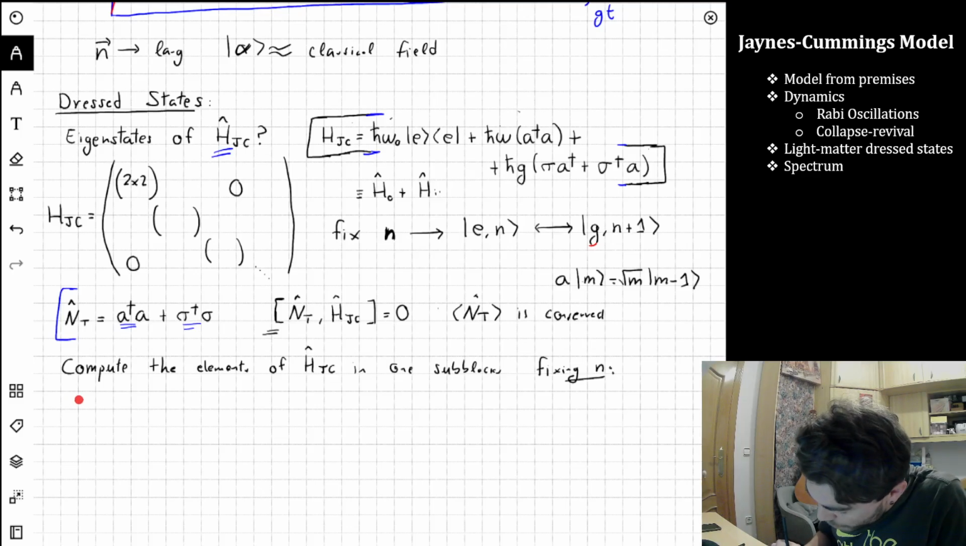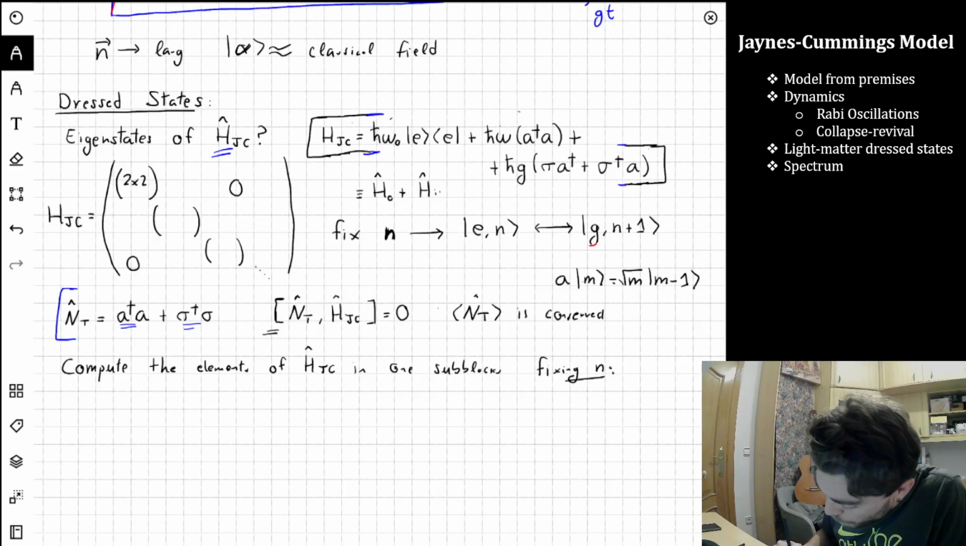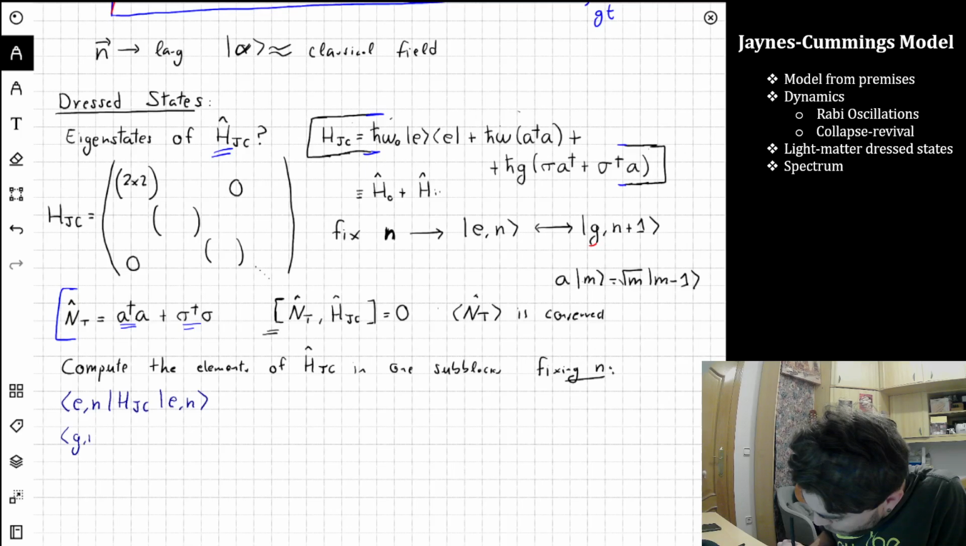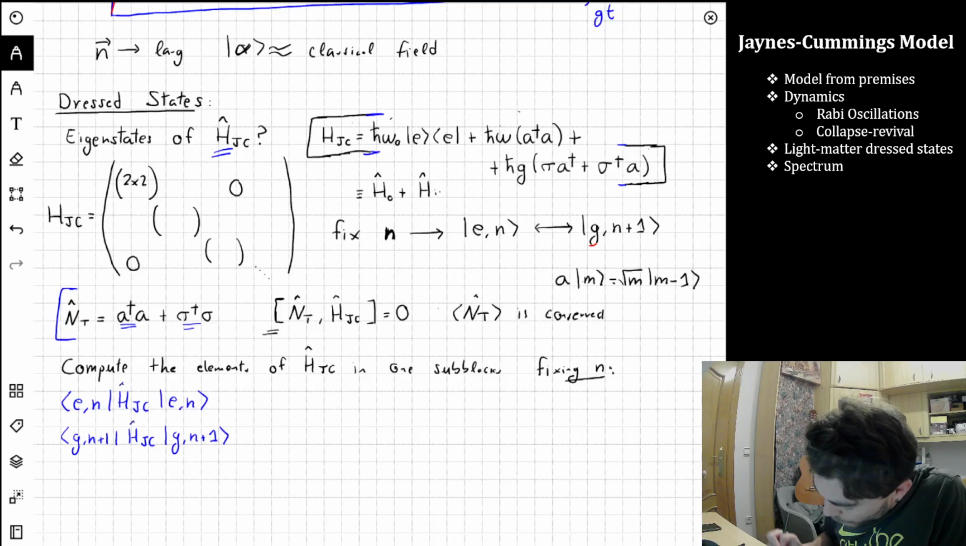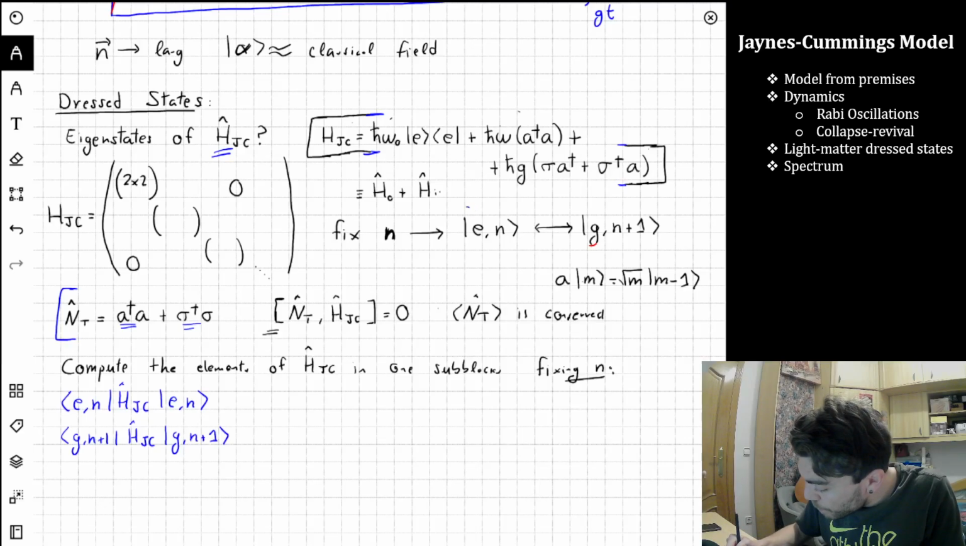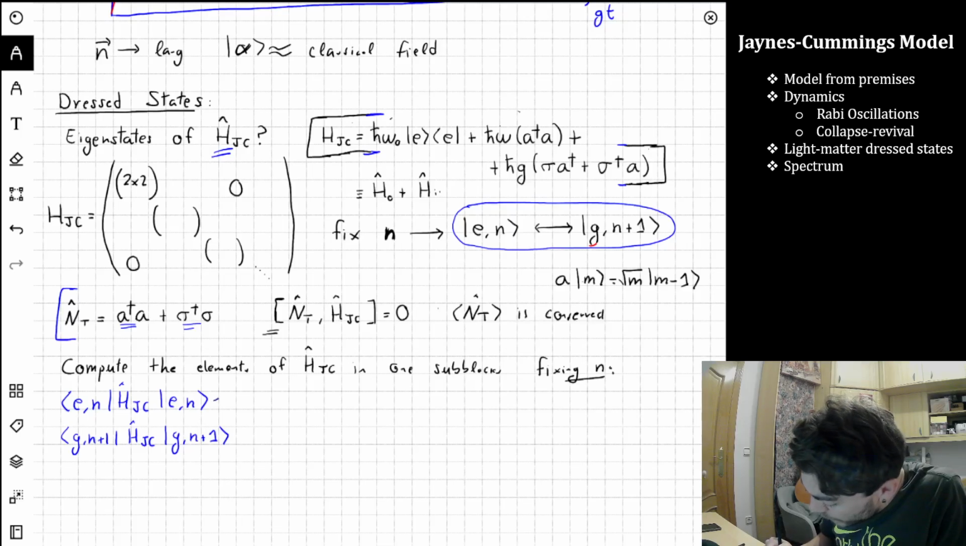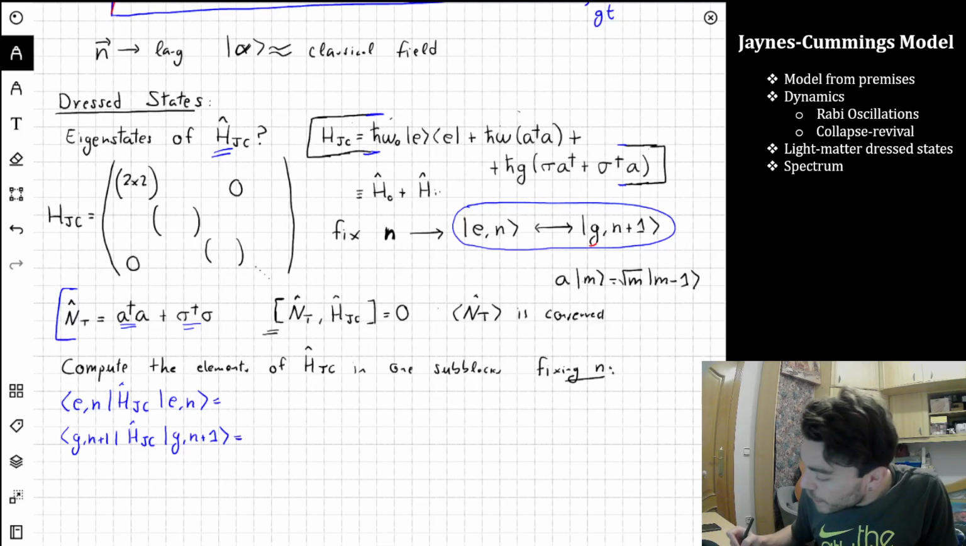In other words, what we can do is compute the elements of the Jaynes Cummings Hamiltonian of one of the subblocks. So this means we have to compute elements of this type. These are the 2 diagonal elements, <e,n| H_JC |e,n> and <g,n+1| H_JC |g,n+1>. These are the 2 elements that are diagonal in this subspace, because the subspace is the subspace of these 2 states, right?